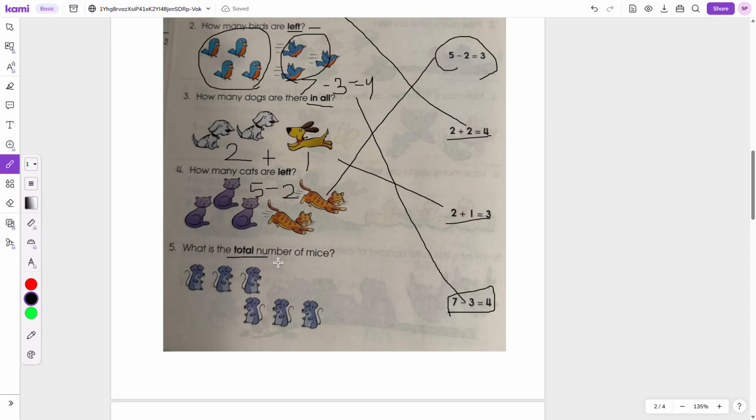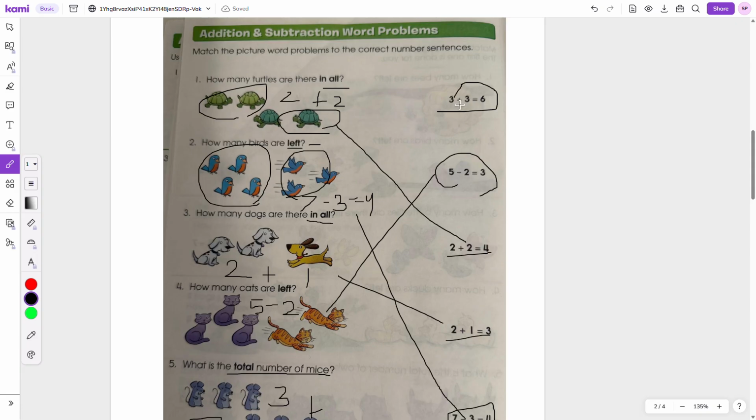Last one, what is the total number of the mice? So we have 3 and then 3. 3 plus 3 will be 6.